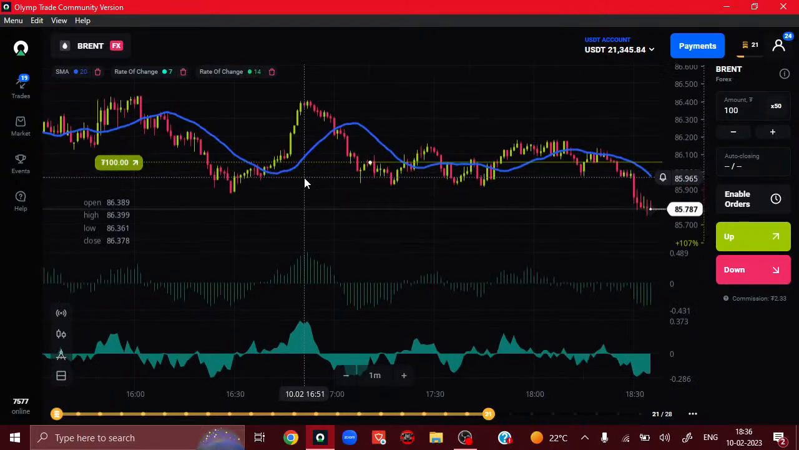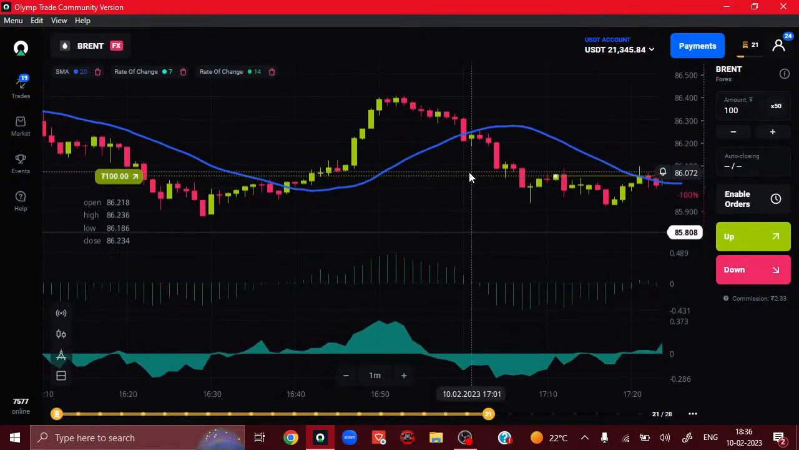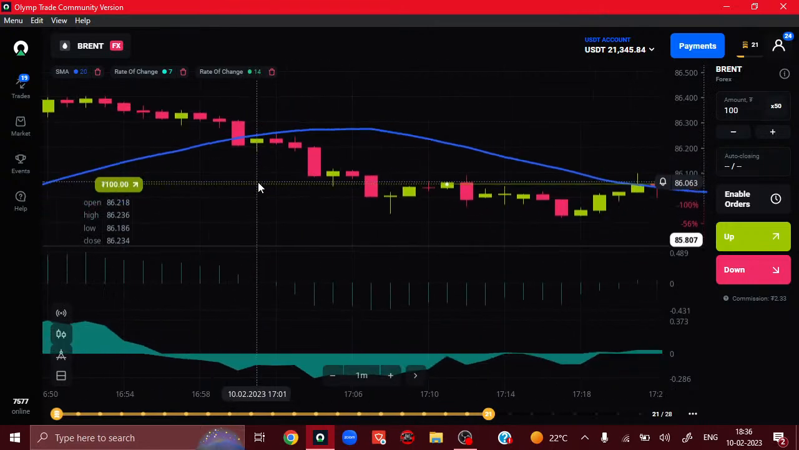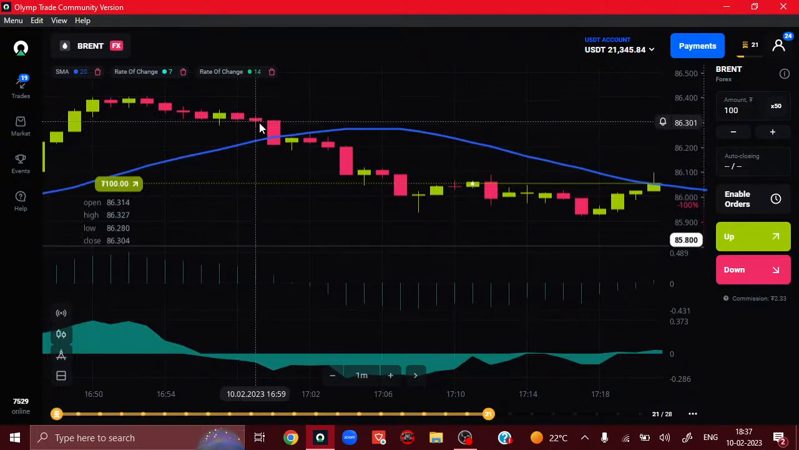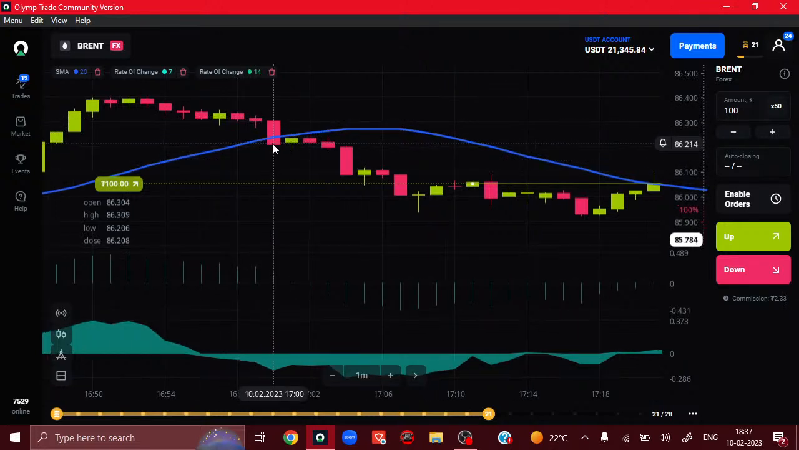So how are we supposed to make the trade? Whenever the candlestick is intersecting the SMA 20, for example, here if we look at this candle, the candlestick is intersecting the SMA 20 in the downward direction. Also, this is a full body Marubozu candle, and very next to it, the rate of change has shifted below the zero line. So this will be the entry point, the intersection of the candle with the SMA in the downward direction.